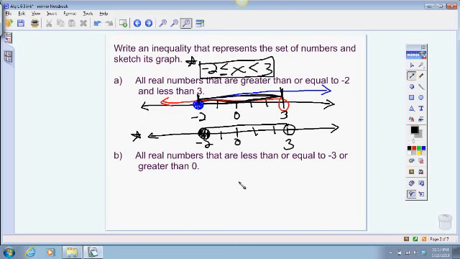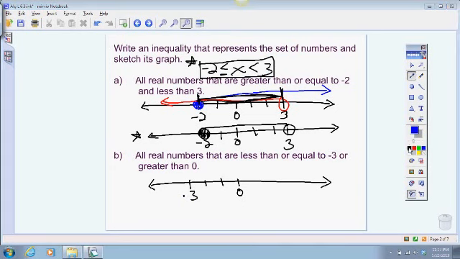Let's look at another example. We're talking about all real numbers that are less than or equal to -3 or greater than 0. Again, some of you may be able to look at that and just see the inequality. If you can't, try drawing a picture. Here's 0. Here's -3. We're talking about all real numbers that are less than or equal to -3.